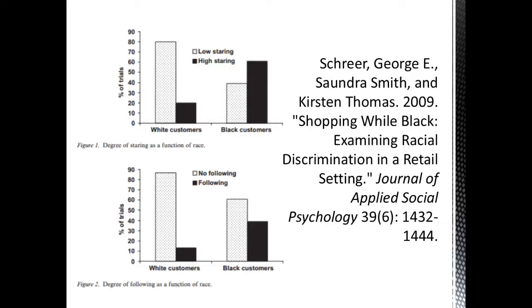About 40% of black customers were followed. A huge difference, a disparity in treatment according to race when they're doing exactly the same things. This is the phenomenon called shopping while black. So what does it mean? What is it an indication of?